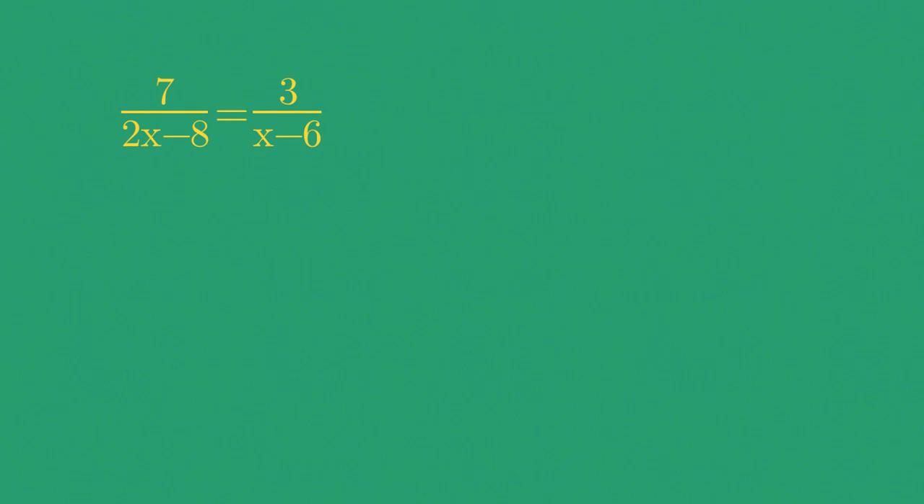7 over 2x minus 8 equals 3 over x minus 6. Again, looking at different variations where they're going to be moving these multiple term expressions. This time they're on the bottoms of the ratios. So again, we've got two ratios equal to each other. Qualifies it as a proportion, so we're going to cross multiply. No secret here.